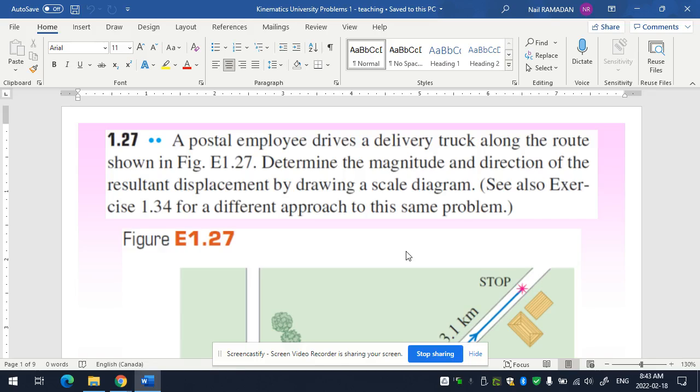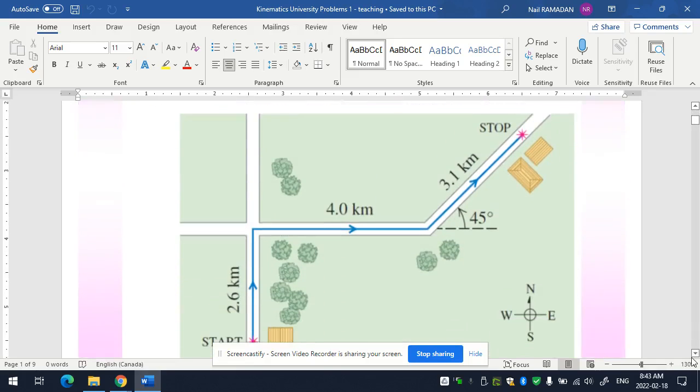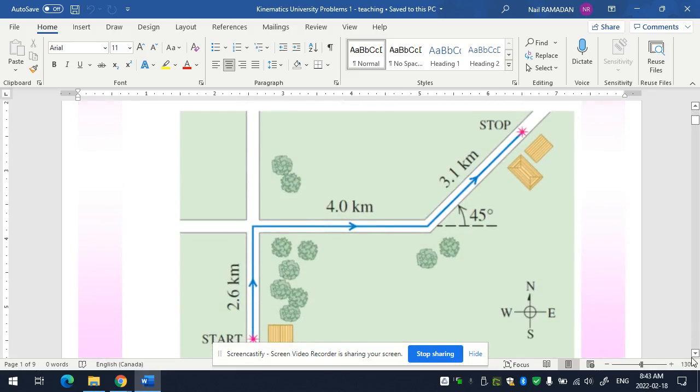If you have 3 vectors, why do I have 3 vectors? Because I have how many trips? 3 trips. We have a northbound trip, we have an eastbound trip, and we have a northeast trip. If you have more than 2 vectors, which method is better? Always the cosine law method or the vector decomposition method? Vector decomposition, like the one I posted the video on yesterday. So let's do the vector decomposition method.